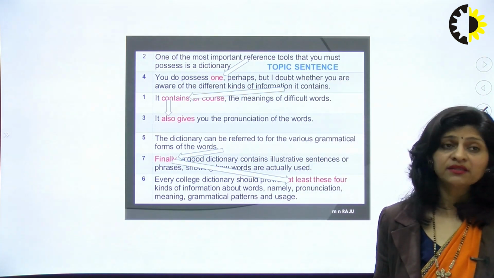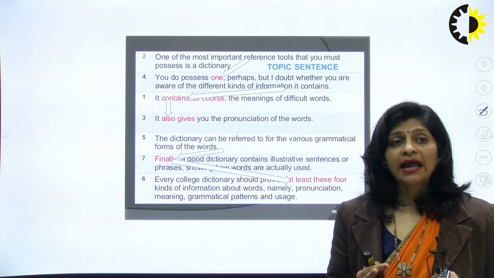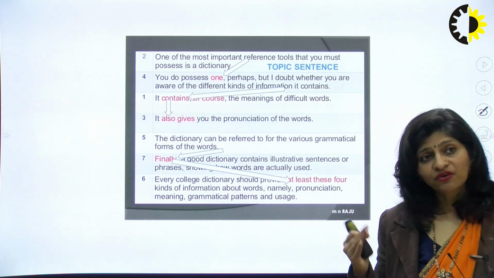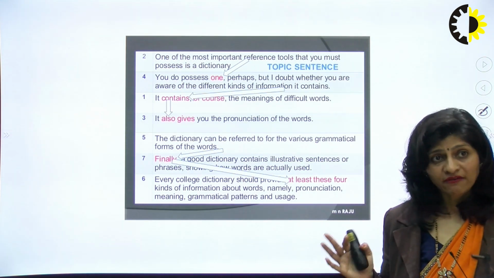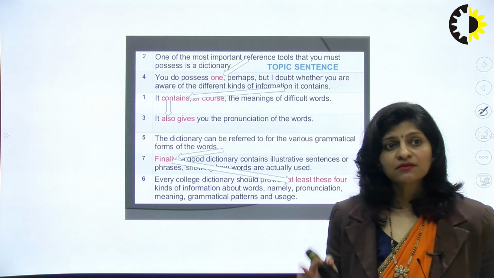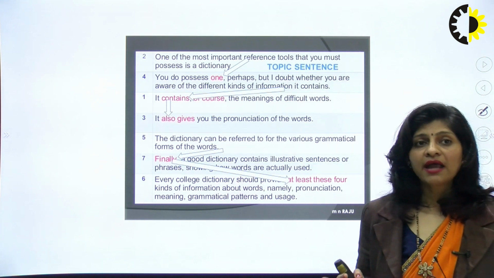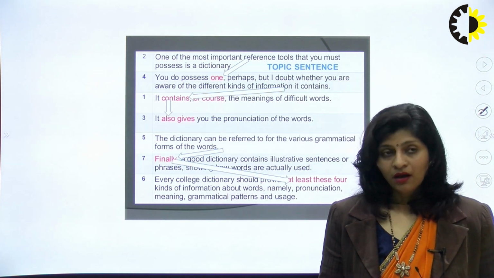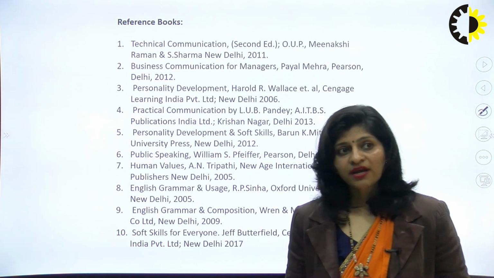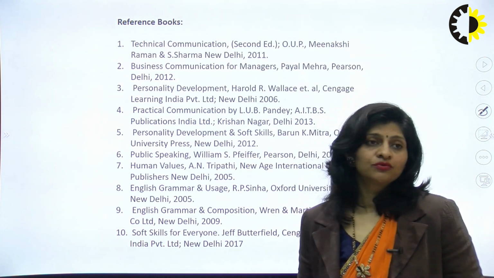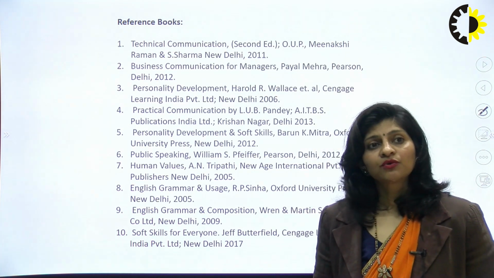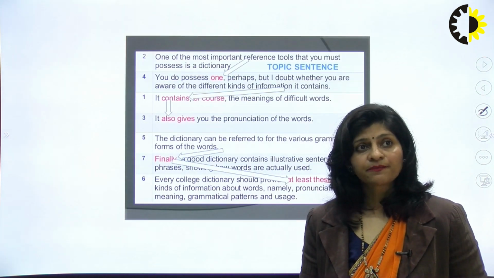So now what should happen? That every college dictionary should provide at least these 4 kinds of information, means all these 4 kinds of advantages which a dictionary has. All colleges should have a dictionary. About what are those advantages? About words, namely pronunciation, meaning, grammatical patterns, and usage. So these are the reference books which you can use to go through the subject soft skills, to go through the topics which are actually included in your book, that is soft skills.